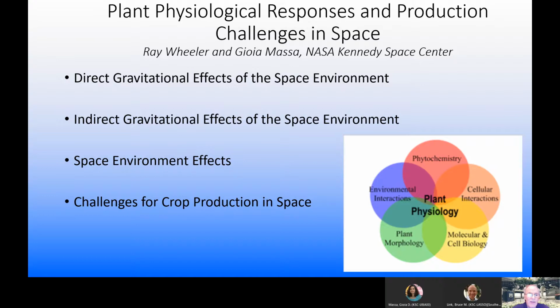And others might label these differently, but some I'm calling direct gravitational effects in the space environment. For example, if you're in low Earth orbit or a transit mission, you're essentially weightless or in microgravity. Then there are some indirect effects from these gravitational environments, and I'll define that a little better when I get to that. Then there are some general effects of the spaceflight environment. Being inside a spacecraft, there are other things happening that can affect plants and their physiological responses. And then, as I mentioned, Gioia will follow up with crop production challenges.